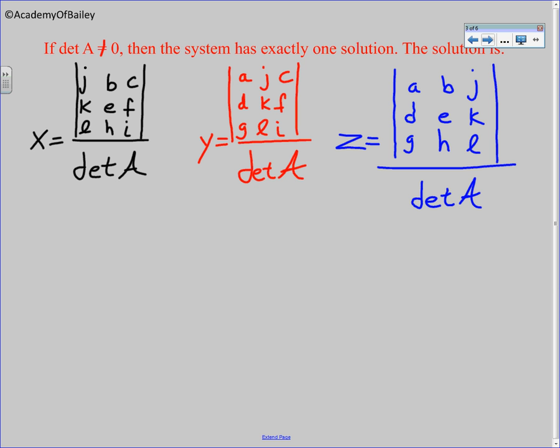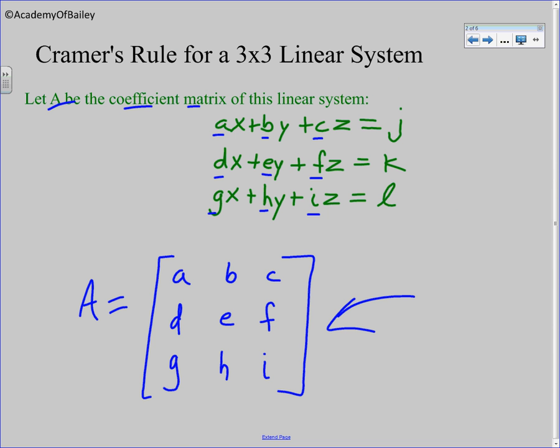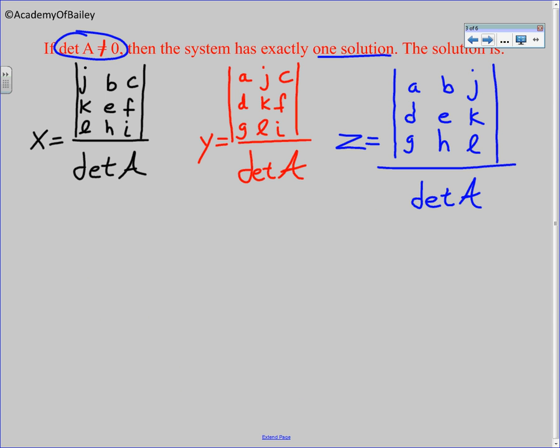So in its solution, if the determinant of A is not equal to 0, then the system has one solution. So we find the determinant of this matrix, and if it is not 0, then we know it has a solution, and we use this rule here.